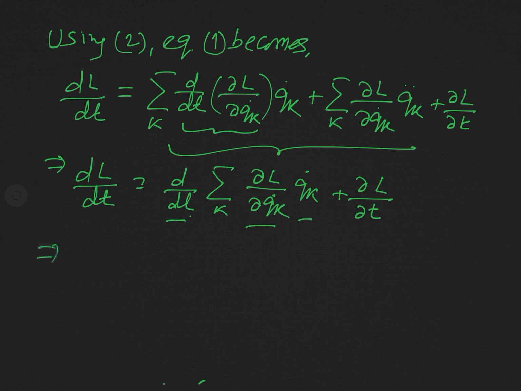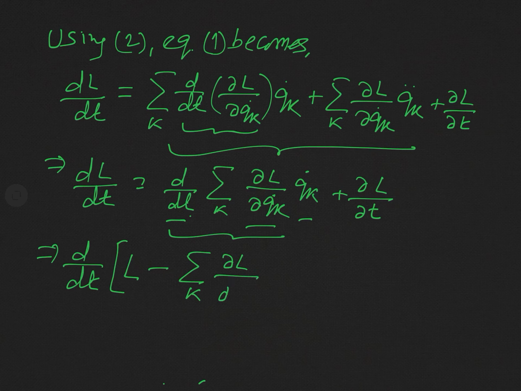Now take this term in RHS into LHS. You may see we can write it d dt of L minus summation over k del L by del qk dot qk dot, and this equals del L by del t.